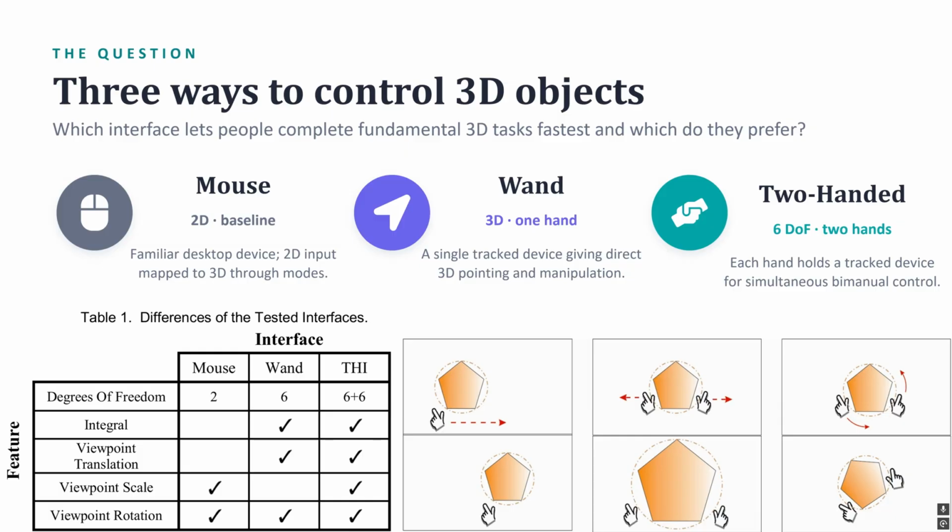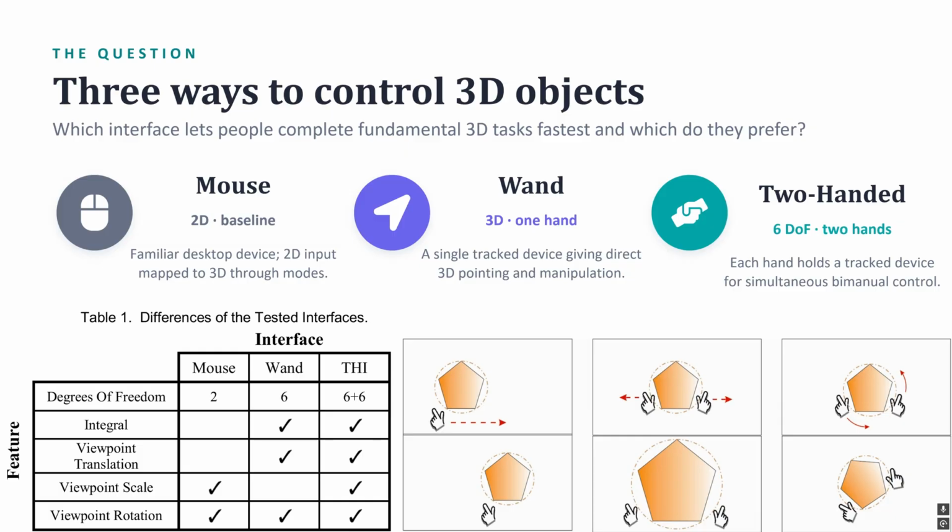gives each hand its own tracked device. So you can grab, orient, and reposition with both hands at once. The progression is essentially 2 degrees of freedom to 6 degrees of freedom with one hand to a full bimanual spatial interface. The question is, which of these lets people complete fundamental 3D tasks fastest, and which do they actually prefer?